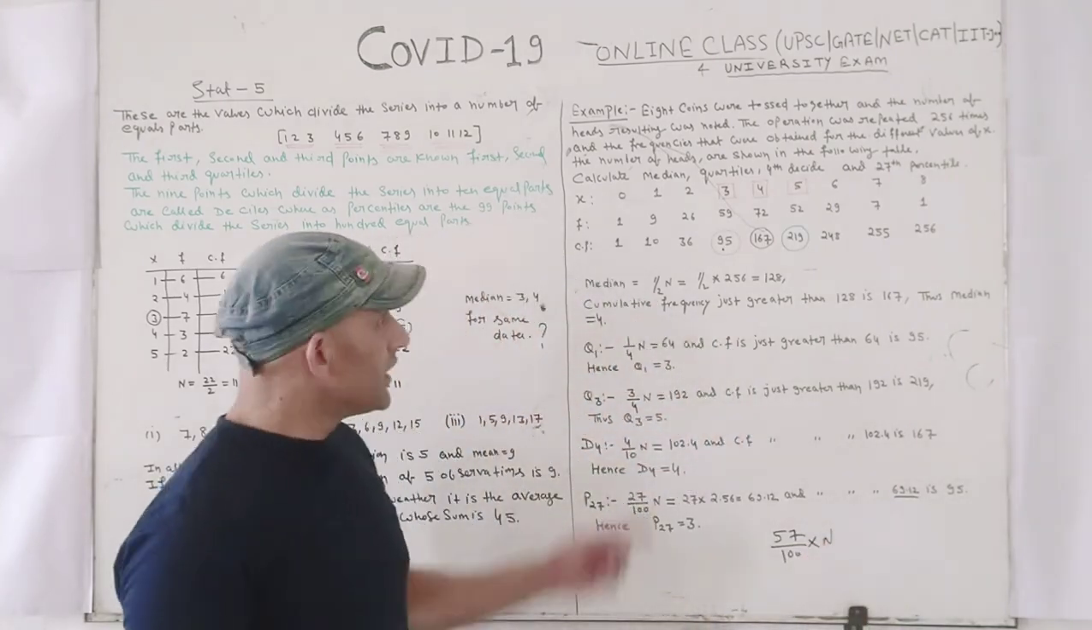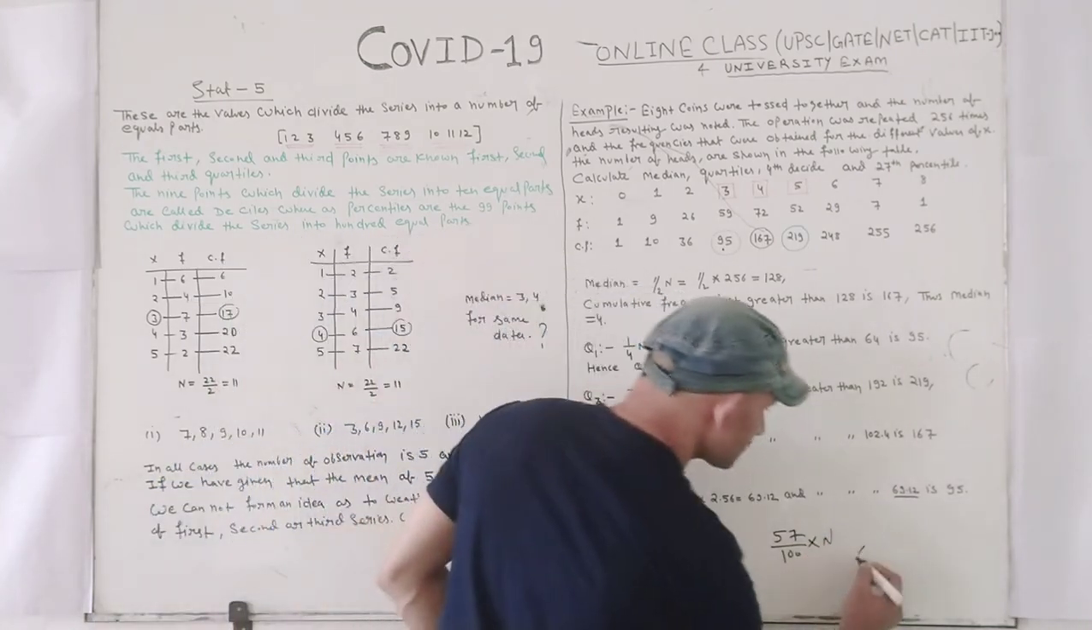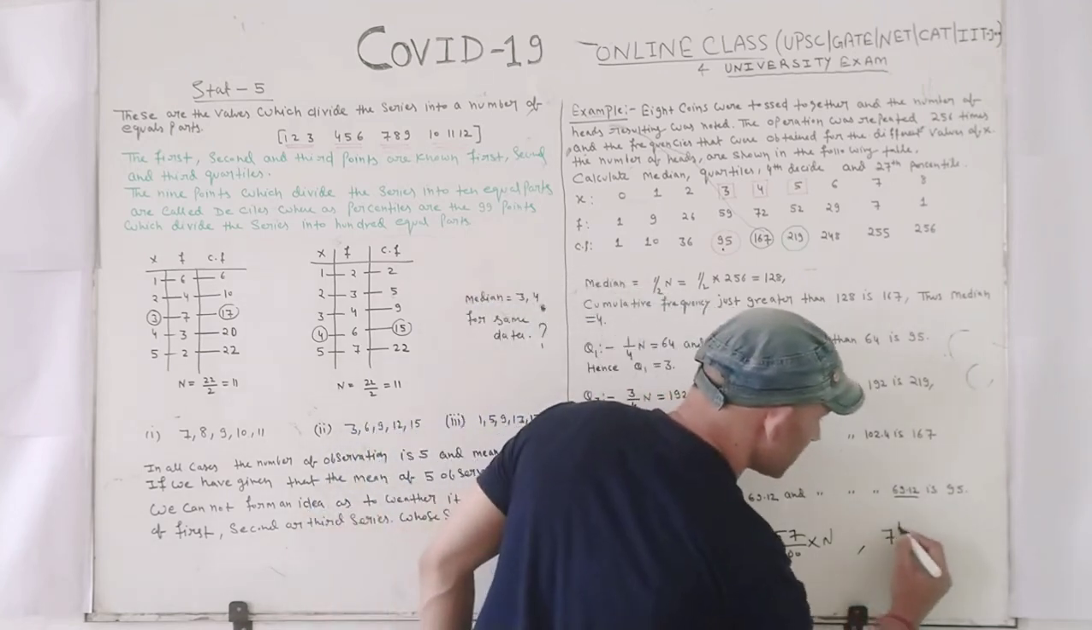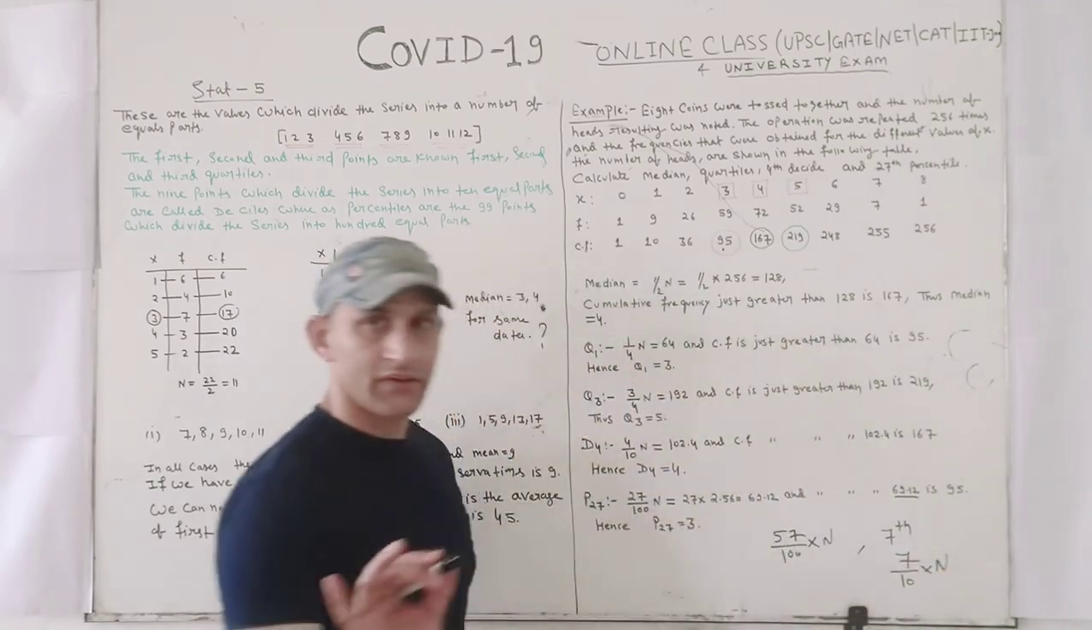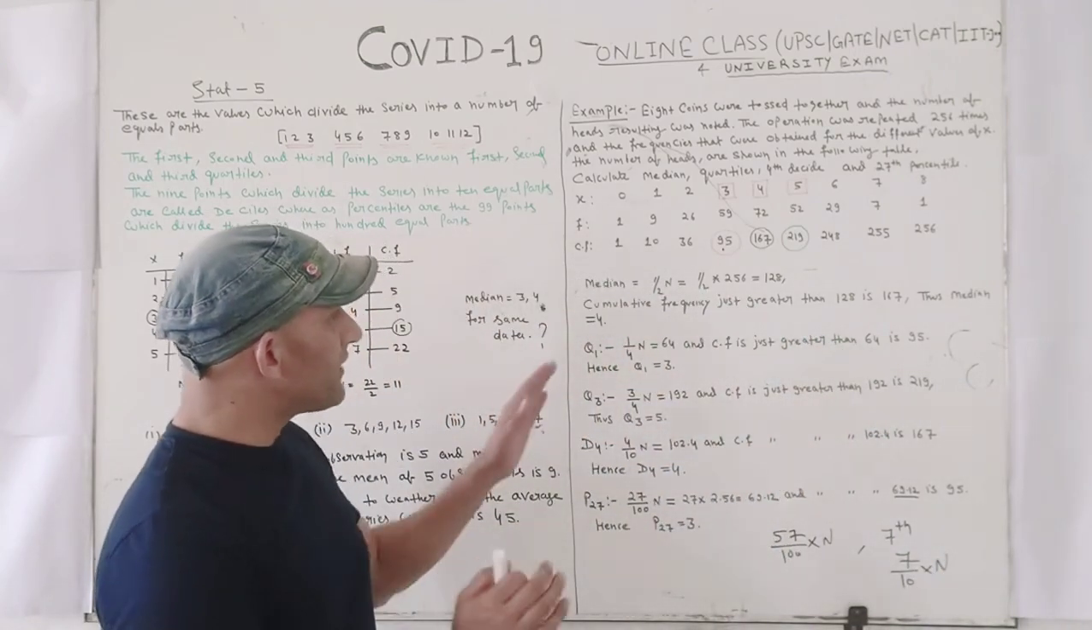Very simple. If your examiner is asking for the 7th decile, then what will you do? 7 upon 10 into n. Very simple. This is very simple.